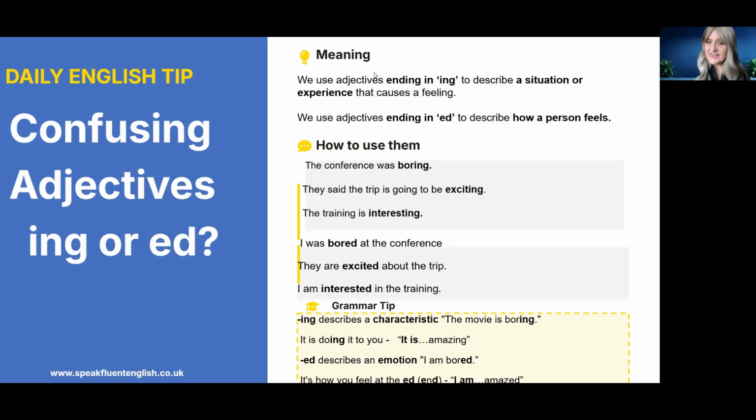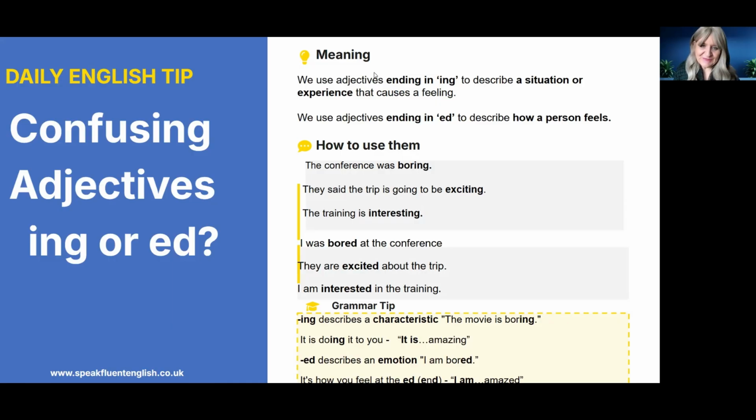So, beginning with the adjectives ending in -ing, we might, for example, say, the conference was boring. They said the trip's going to be exciting and the training is interesting. With these examples, we're talking about a situation or an experience: a conference, a trip, and training. In the next set of examples, we're going to move on to the adjectives ending in -ed. And this is going to describe how these situations or experiences make us feel.